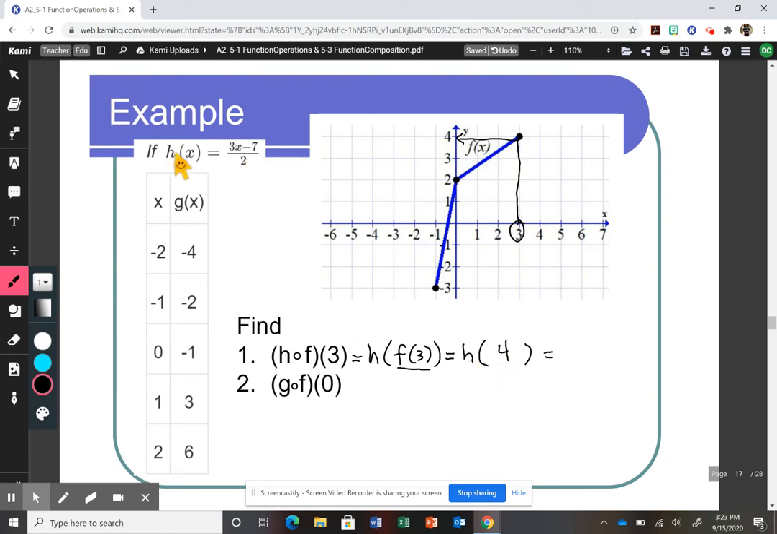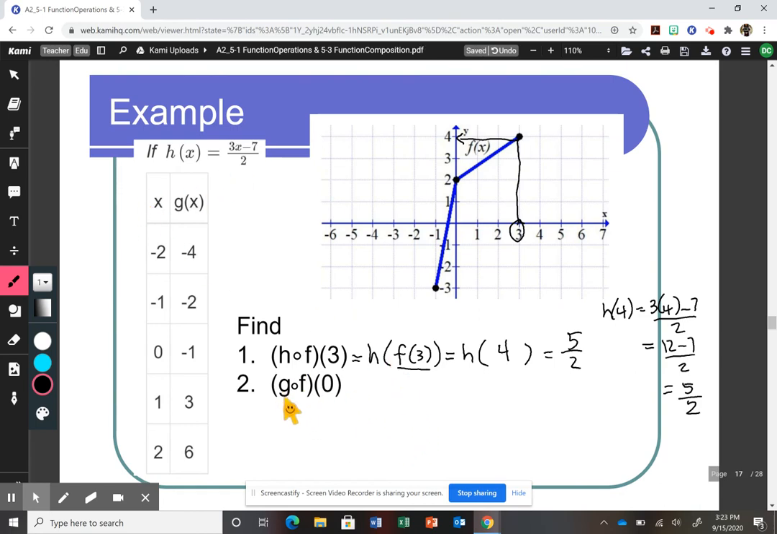So now I'm going to go over here to the h function, and I have to plug in 4. So I'll do that on the side over here. h of 4 is equal to 3 times 4, minus 7, divided by 2. It's going to be 12 minus 7 over 2, which is 12 take away 7 is 5. 5 over 2. Oh no, we have a fraction. That's okay.